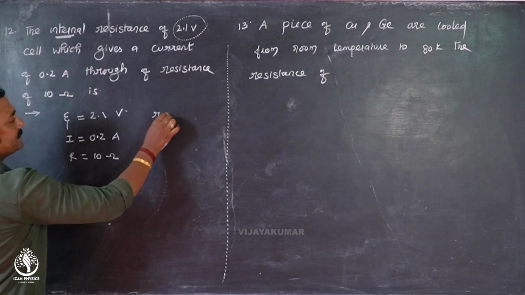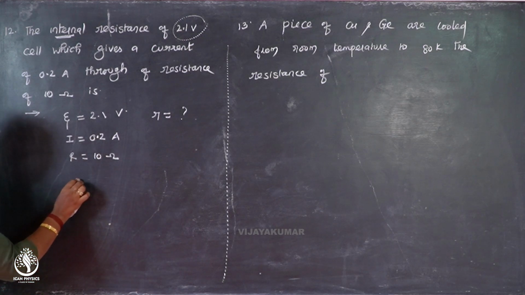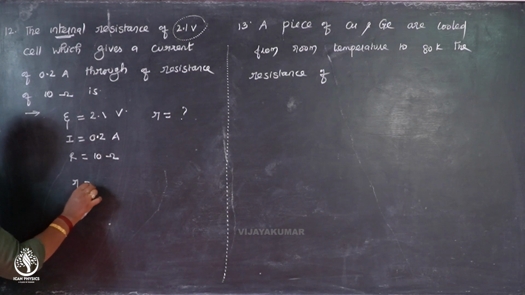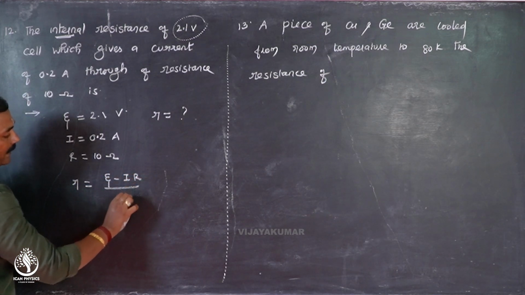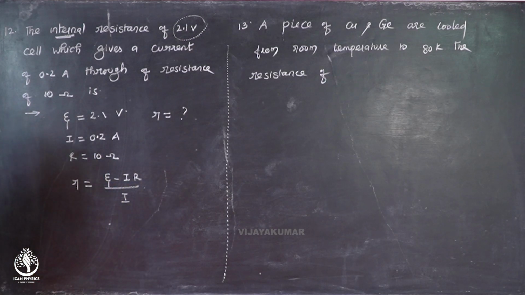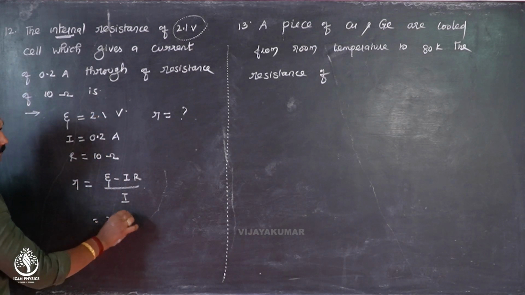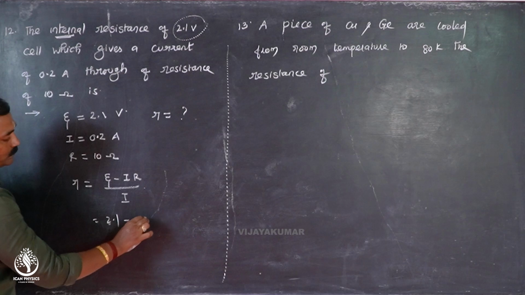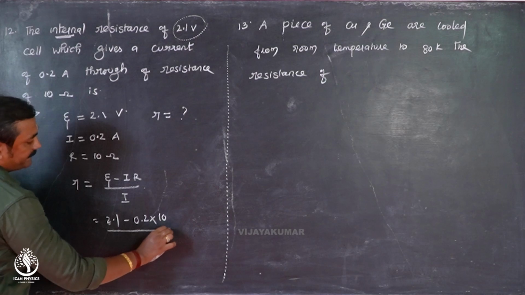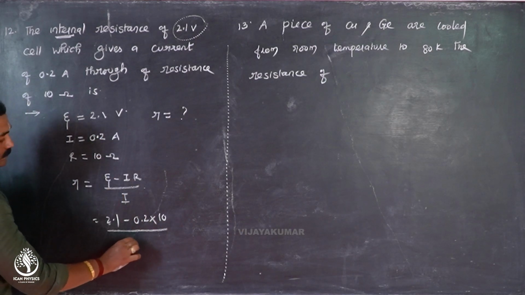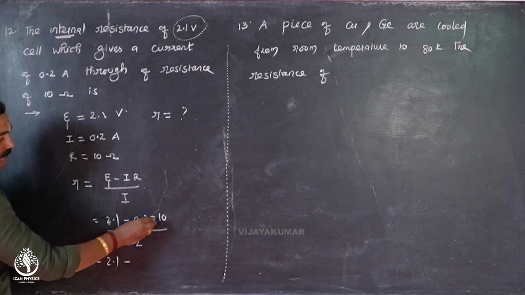The internal resistance is denoted by small r. So how can we calculate it? The internal resistance equals psi minus IR, divided by I. So what is the value of psi? It is 2.1 minus I into R, where I is 0.2 and R is 10, divided by I, which is 0.2. So 2.1 minus 0.2 into 10.